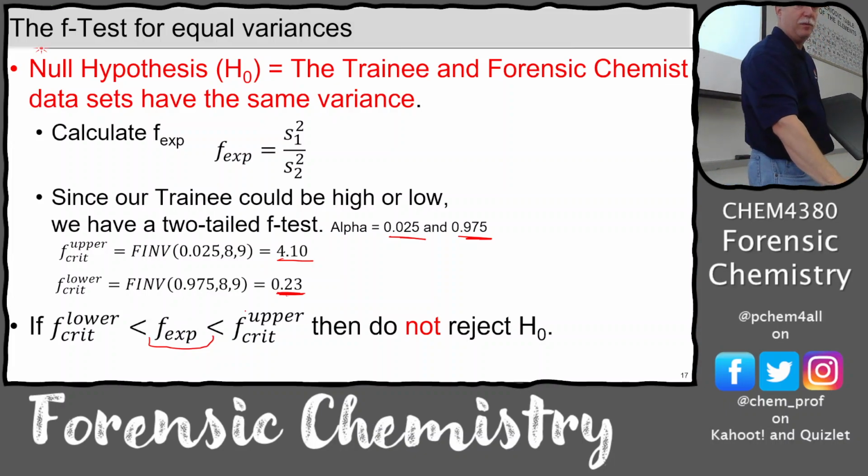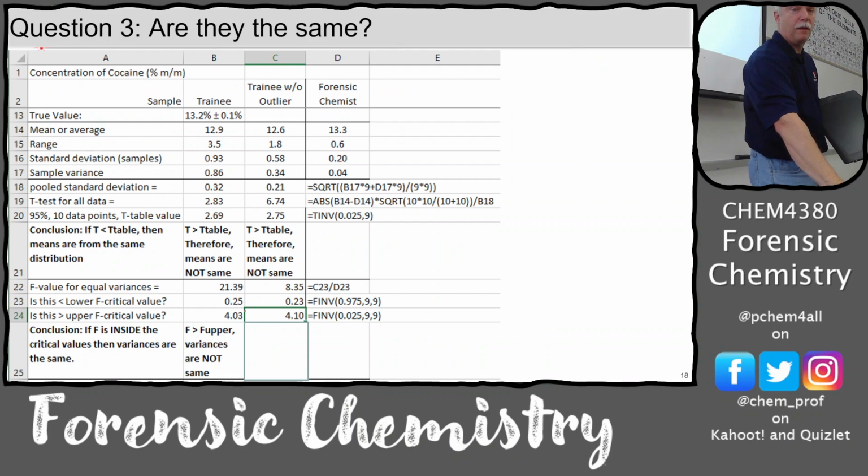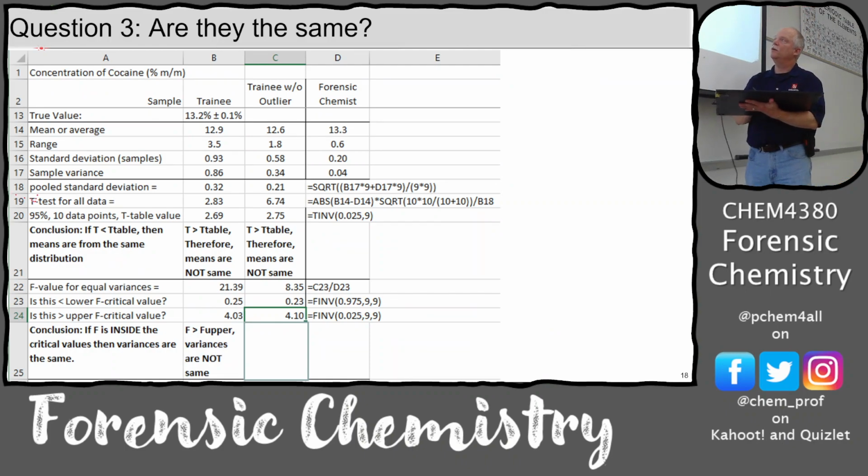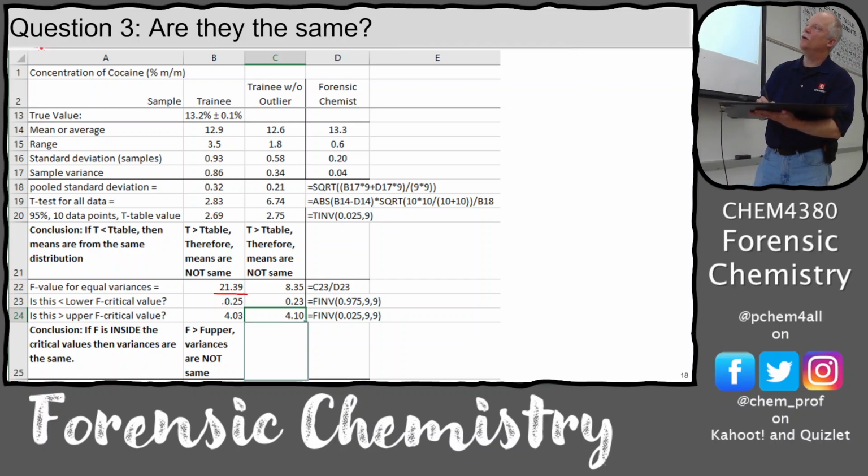So let's look at our numbers in Excel. So here's our upper F value. Let's see, on my pen. Here's the F upper if we kept the outlier, here's the F lower. Let's see. Where's the lower one?